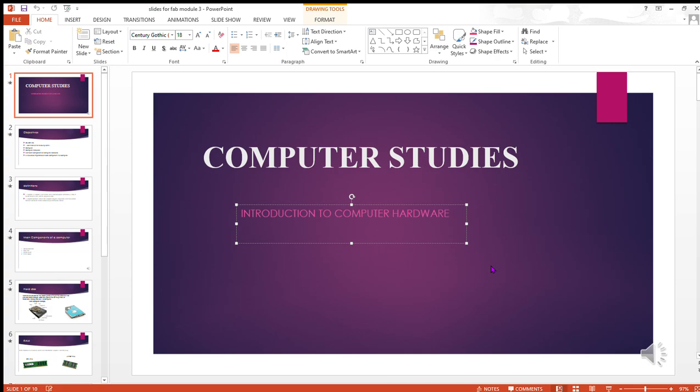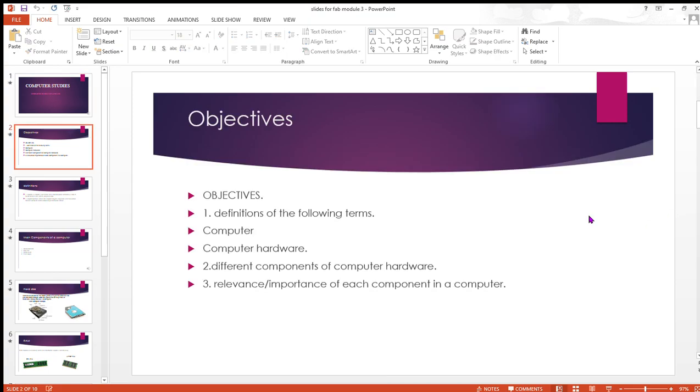By the end of today, each learner should be able to do the following: get the definitions of the following terms, that is computer and computer hardware, differentiate different types of components of computer hardware, then get the relevance or importance of each component in a computer. So by the end of this lesson, make sure that you have achieved all those.